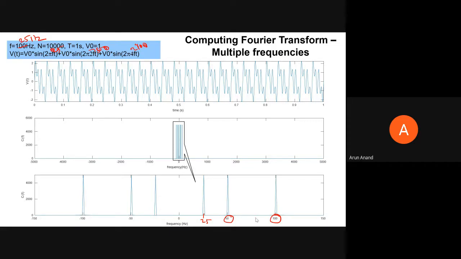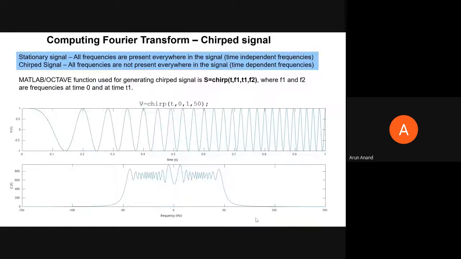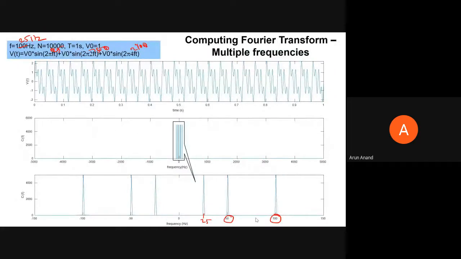Now, let me come back to the chirp signal. This is what I want to stress. Did you get a feel of the Fourier transform and how it works?